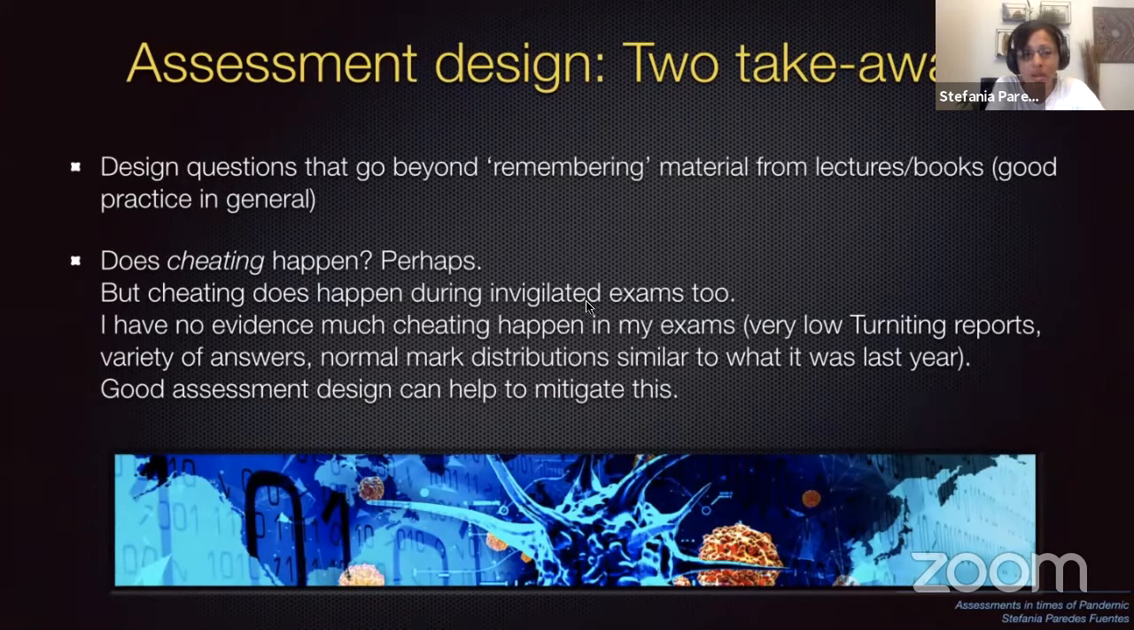There are a lot of different answers, so the students don't have the same answers, and they don't even communicate too much. We have a mark distribution, at least in my exams, that is very similar to what I had last year. So I think good assessment design can help to mitigate this a lot.